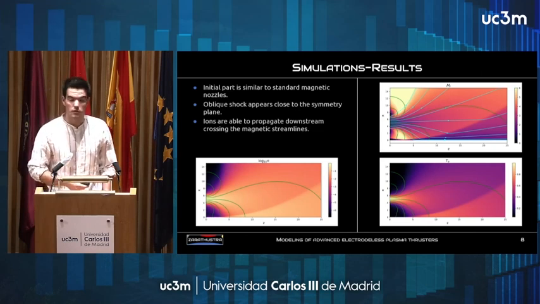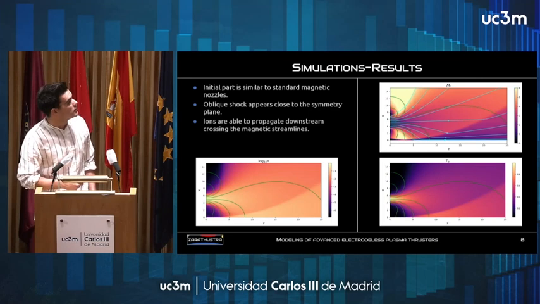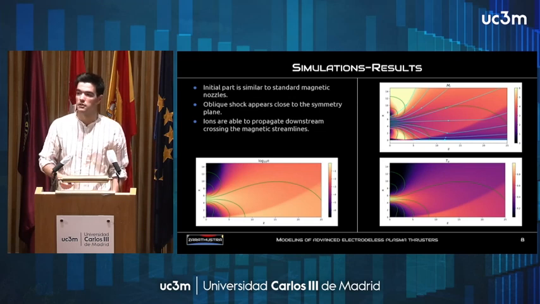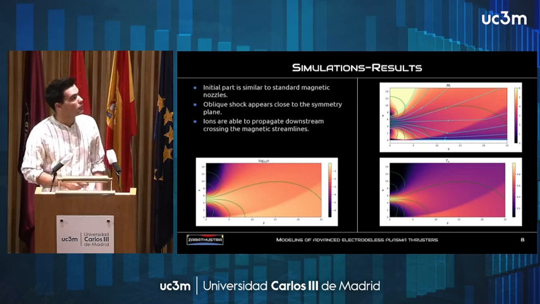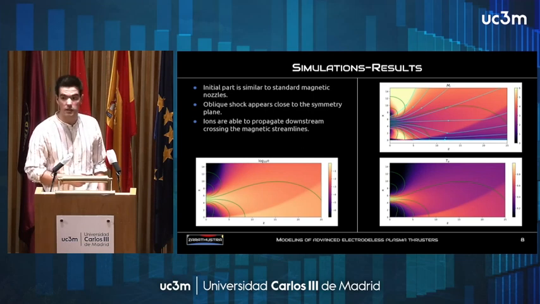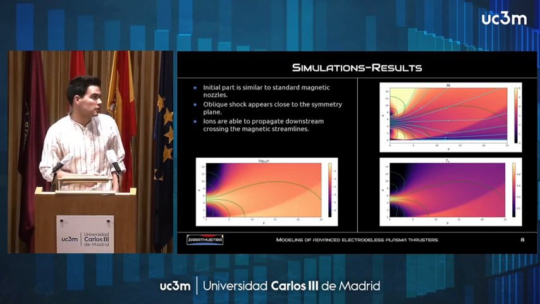What are the results? As we see, the initial part of the expansion is very similar to that of a standard magnetic nozzle. We have the magnetic field confining the ions radially and accelerating them axially, well, in the z direction.